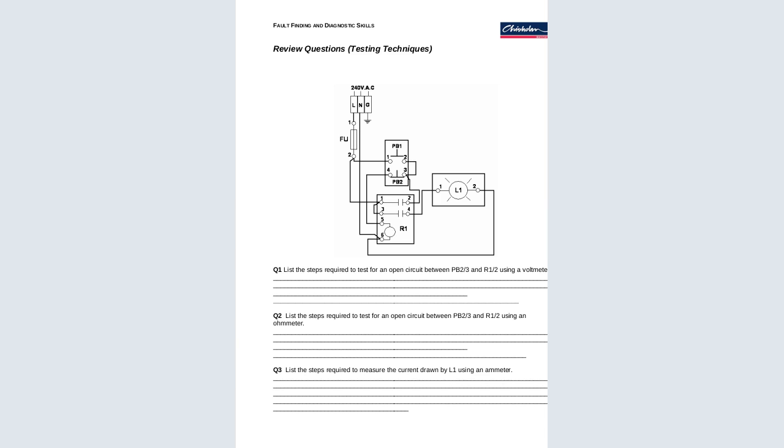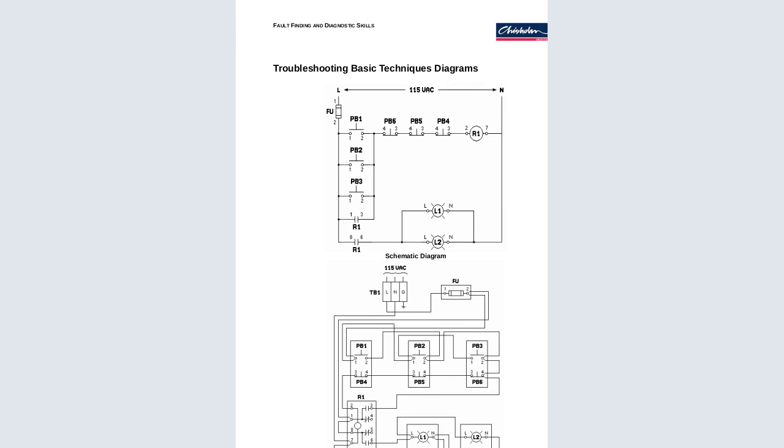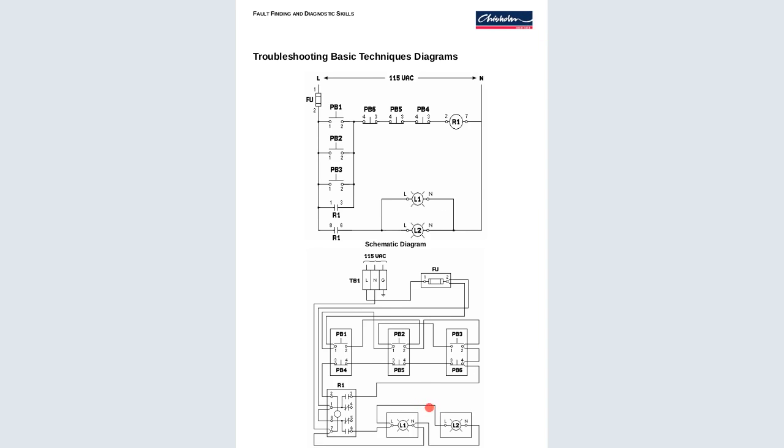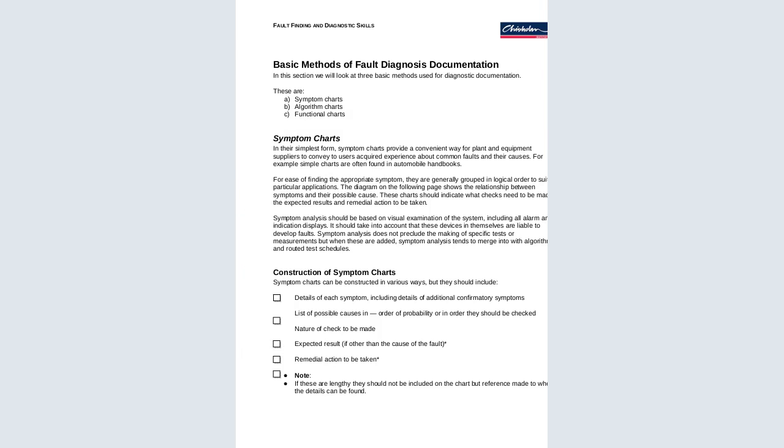The next are revision questions. You will go through them and you can know how to troubleshoot using basic technique diagrams. These are some of the diagrams for troubleshooting and wiring diagrams. The basic methods of fault finding diagnosis: we have the synopsis chart method, the algorithm chart method, and the functional chart method. There are normally different charts that are used during the diagnosis.